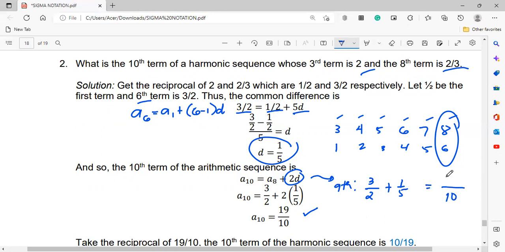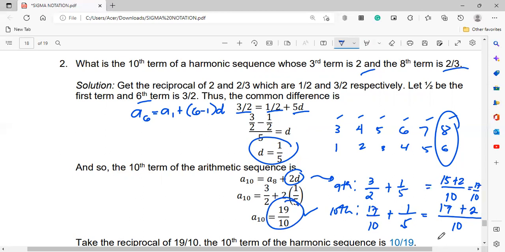The common denominator is 10. 3 times 5 is 15 plus 2 times 1 is 2. So we have 17/10. So the 10th term now is 17/10 plus 1/5. Common denominator still is 10. So this is 17. 10 divided by 5 is 2 times 1 is 2. So we got 19/10.